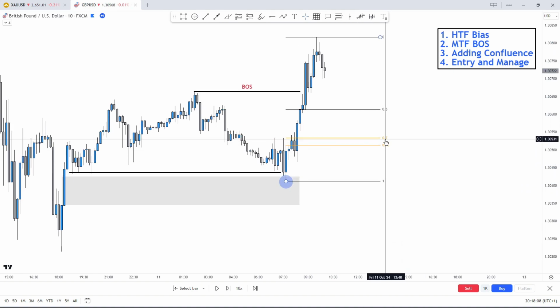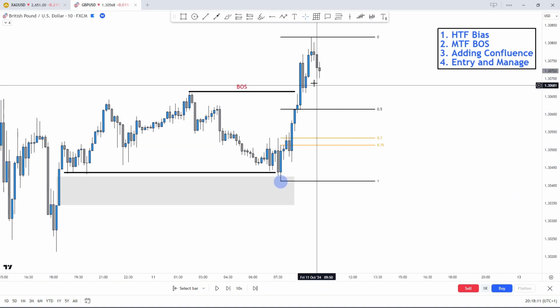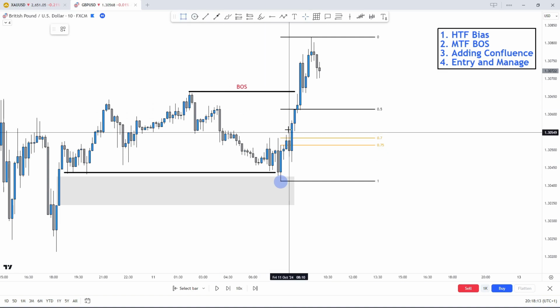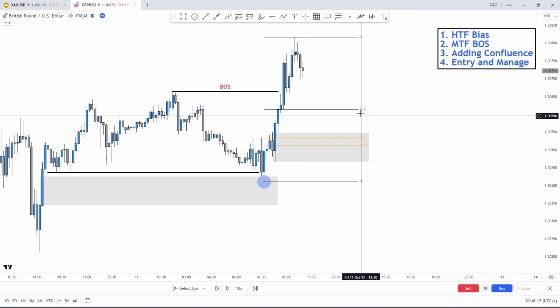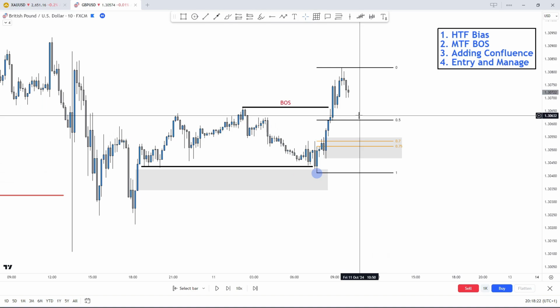So we look for our golden levels of 0.7, 0.75, and we can see that there is a beautiful demand zone which lines up perfectly with this level, and we are well below the 0.5 mark. So we are now stacking all of the confluences in our favor.